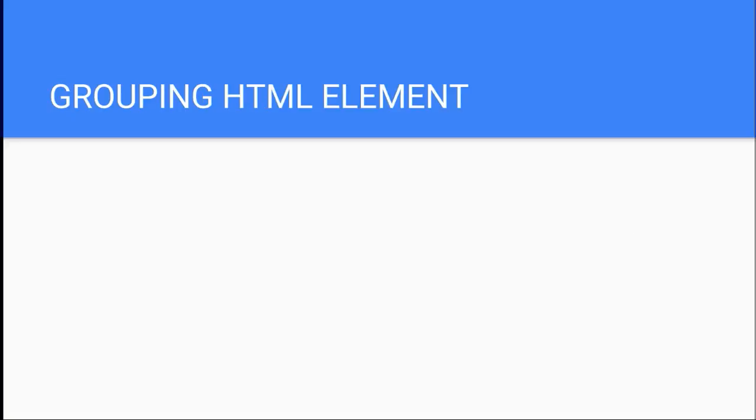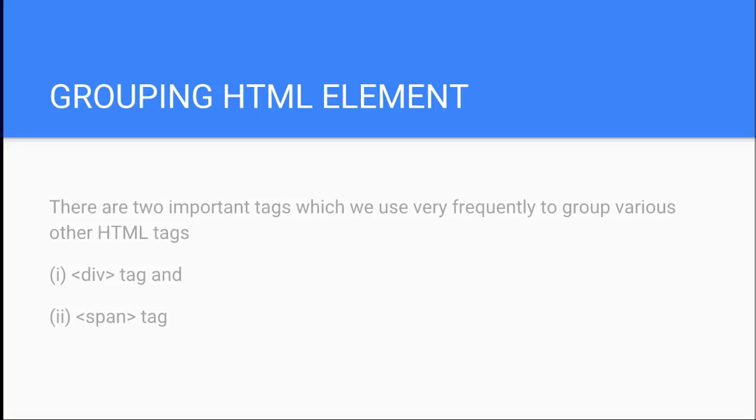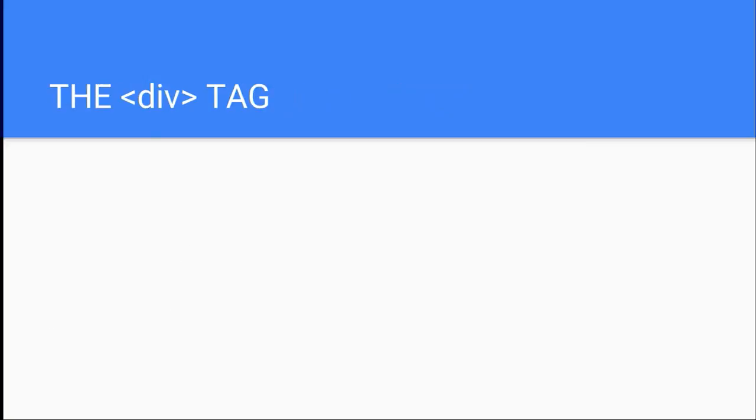Okay, now we talk about grouping HTML elements. There are two important tags which we use very frequently to group various other HTML tags. The first one is the div tag and the second one is the span tag. Okay, let us discuss the div tag now.